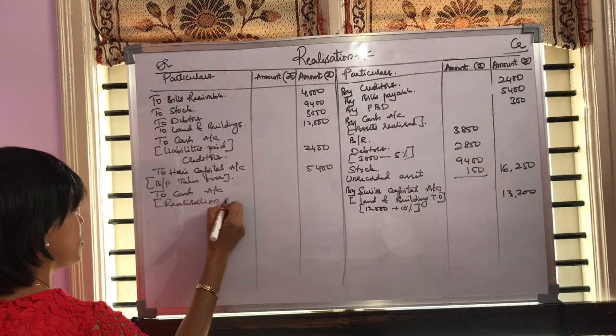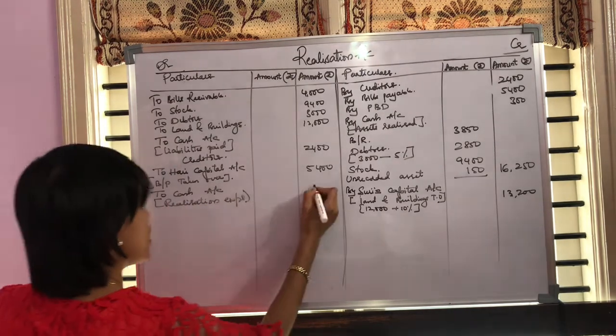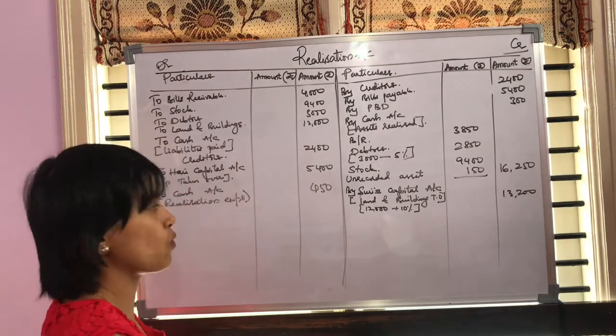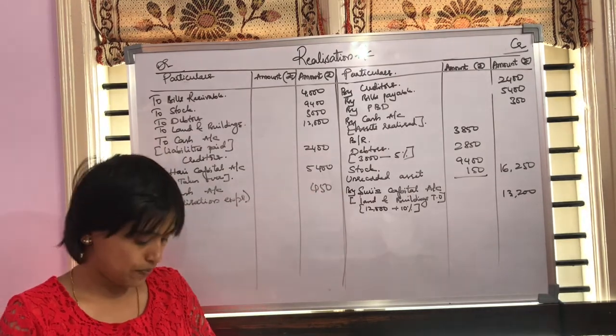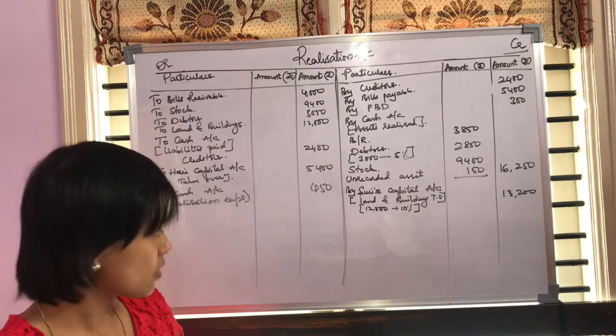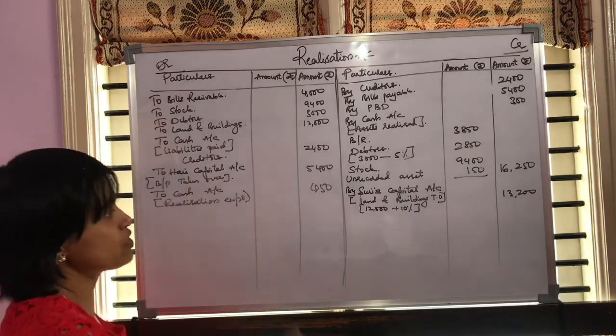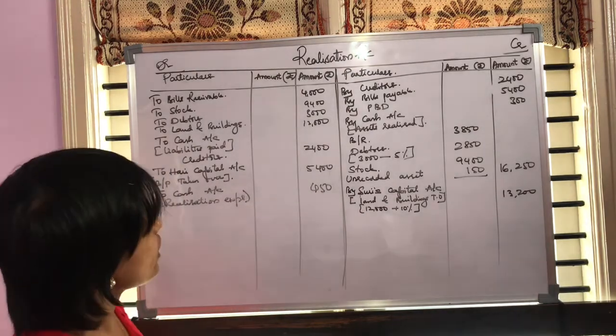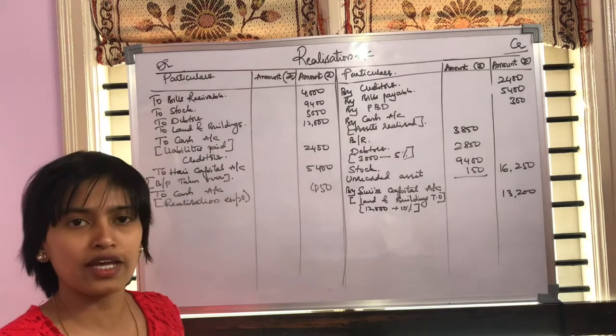Realization expenses, amount rupees 450. Realization expense is rupees 450. So that's it with the preparation of realization account.